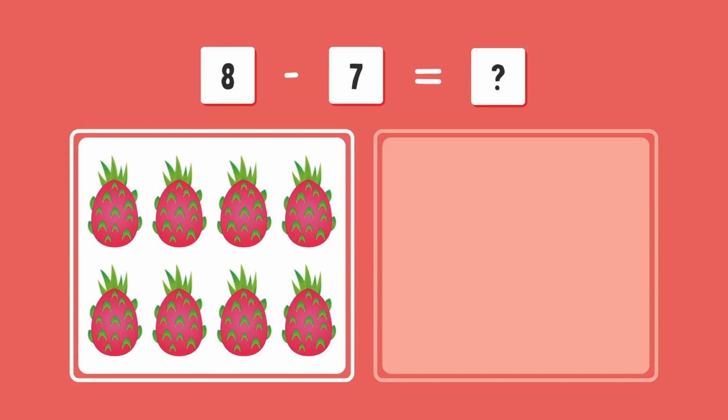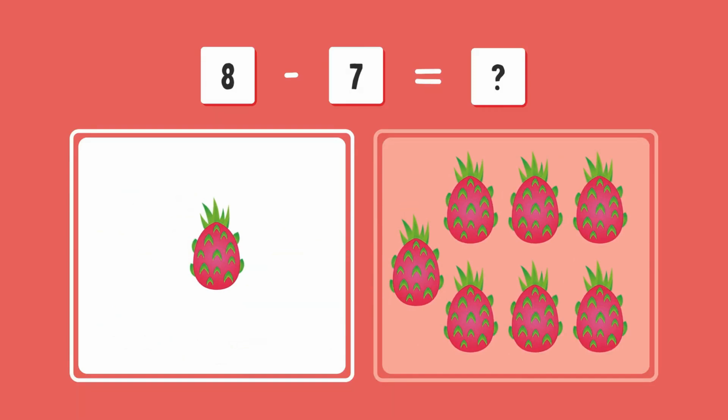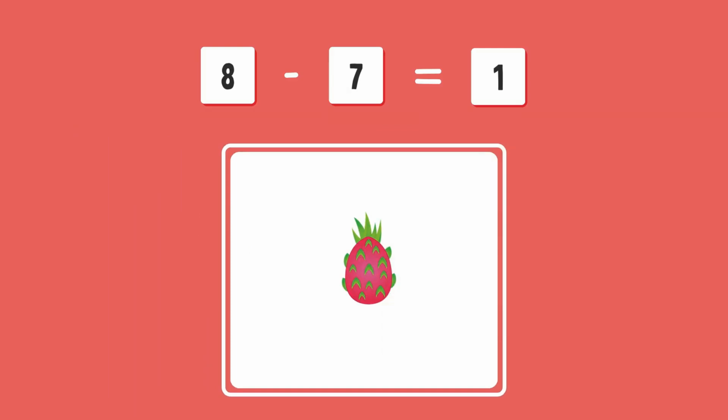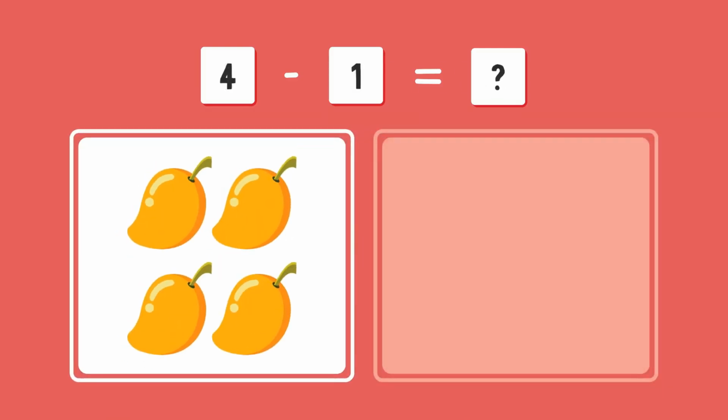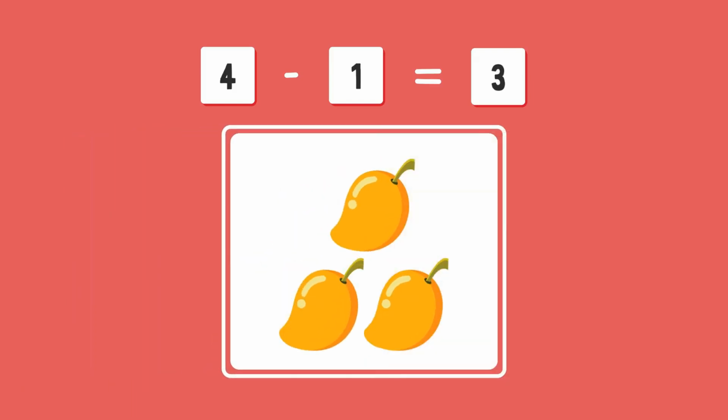What is 8 minus 7? 3, 2, 1. The answer is 1. 8 minus 7 is 1. What is 4 minus 1? 4, 3, 2, 1. The answer is 3.